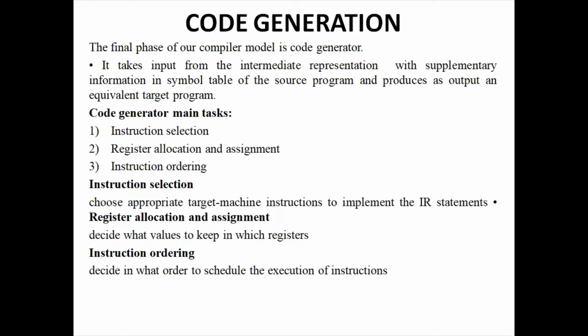In the final phase of the process of compilation, code generation takes an intermediate representation of the source program as the input and produces the equivalent target program as the output. Okay, it's clear. So code generation is the final phase of the compilation process.